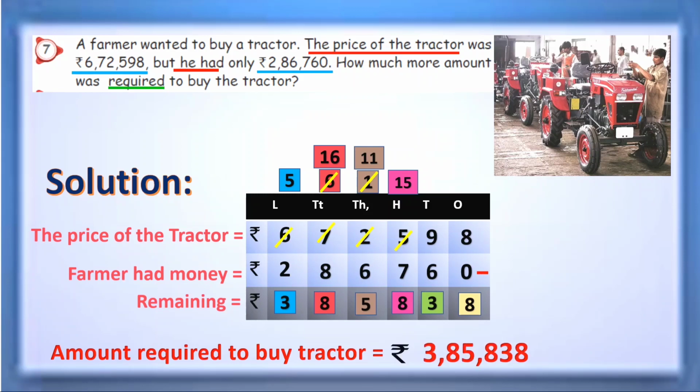So amount required to buy the tractor. So the farmer needs this much amount more to buy the tractor. That is 3,85,838 rupees.